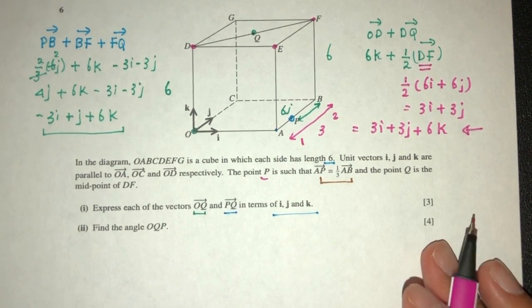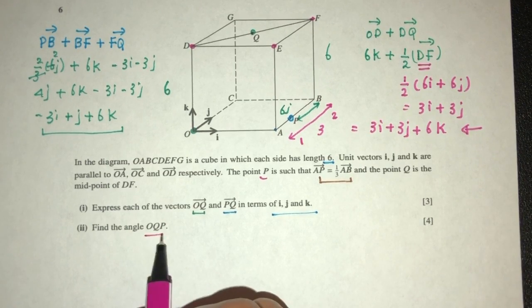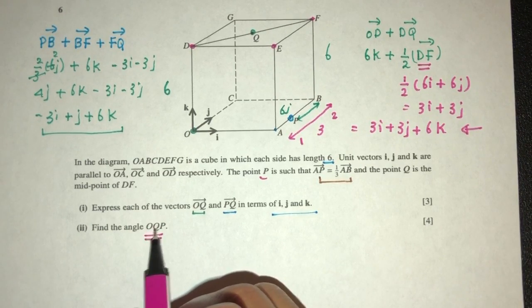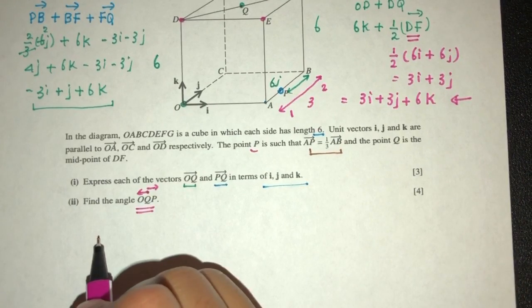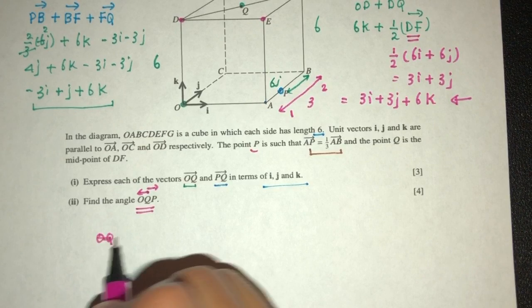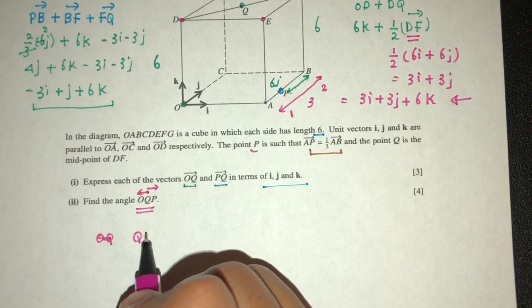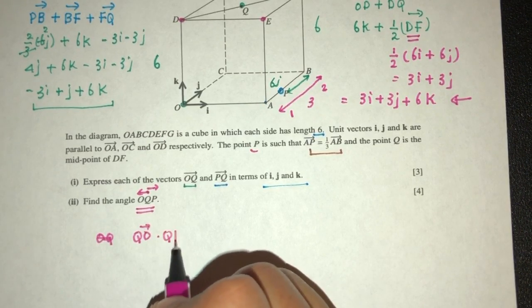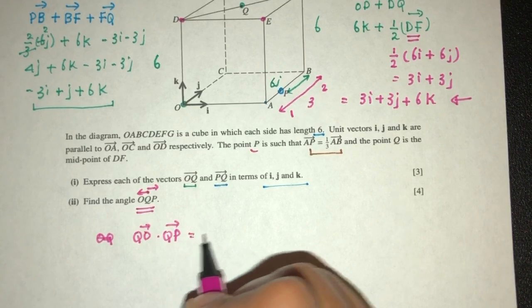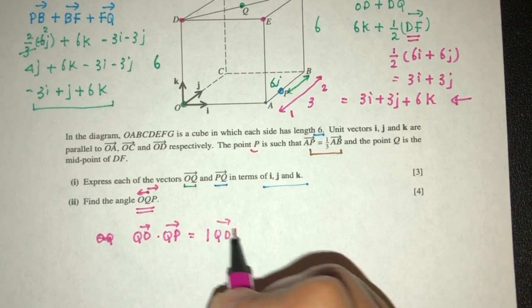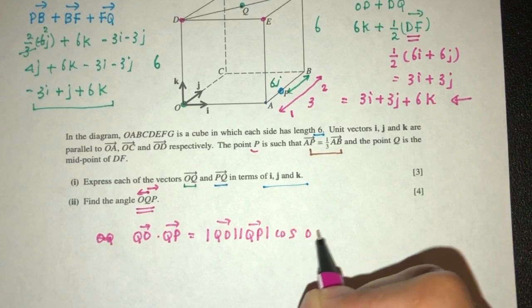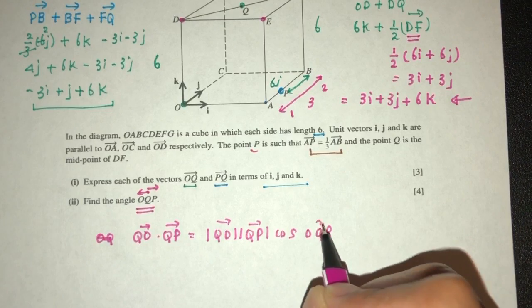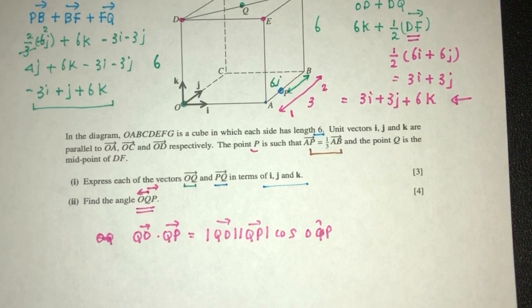Now let's find the other ones. Here I can use this one. Find the angle OQP. So from this going to this and this going to this. So pretty easy. That will be QO scalar product QP, and equal to the magnitude of QO times magnitude of QP cos of angle OQP. So we have to find the angle. So let's see what we can do.